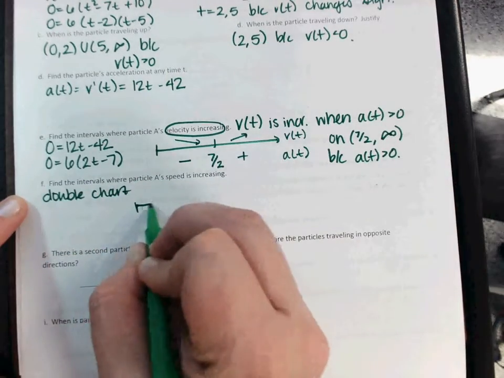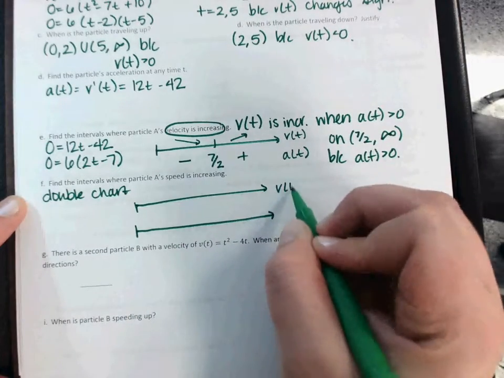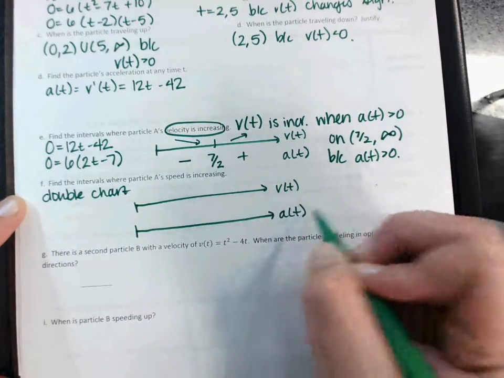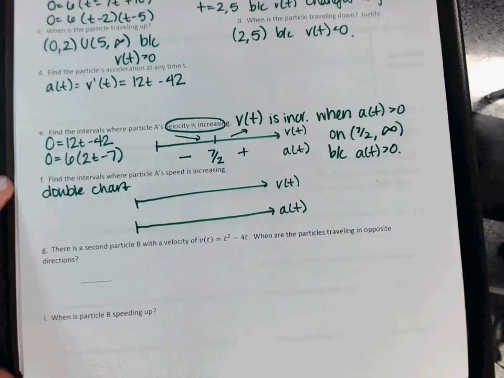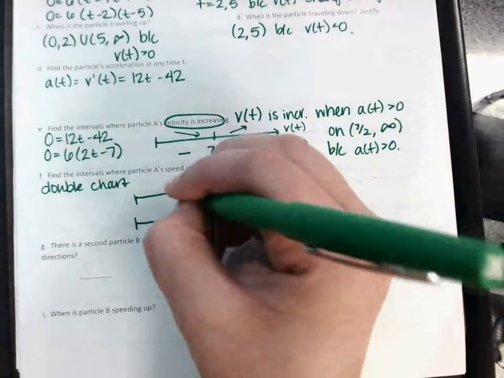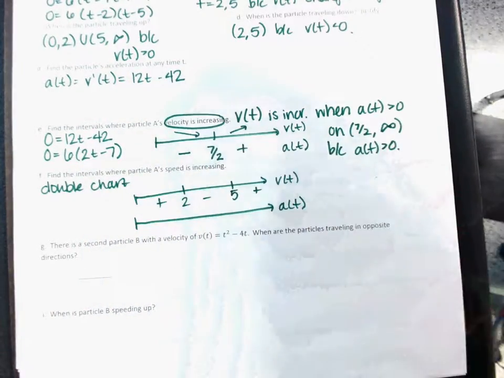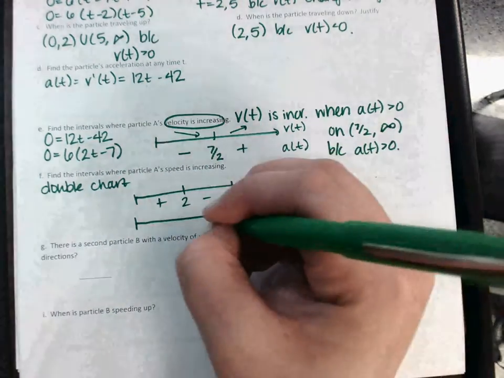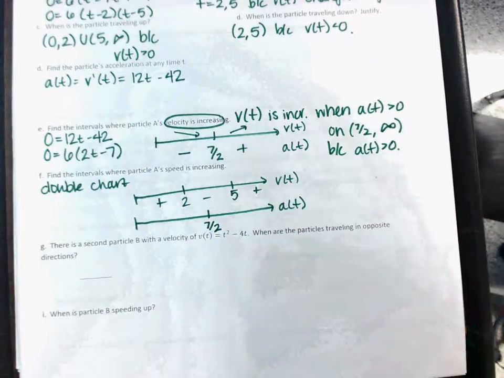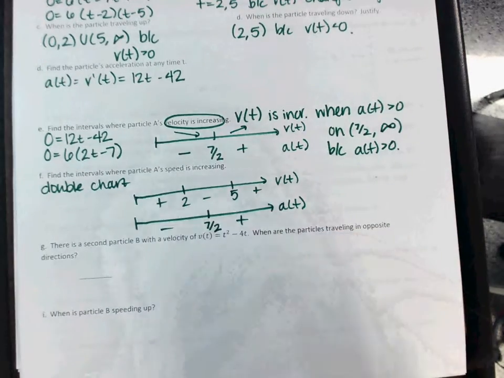I'm going to put velocity on top, acceleration on bottom. Okay, if you can do it in your head, no. But up to you. Okay, so my first derivatives would be 2 and 5. It went plus, minus, plus. And my second derivative, 7/2, is 3.5. So I would want to make sure I line it up between the 2 and the 5 on my second number line. Then it went minus, plus.